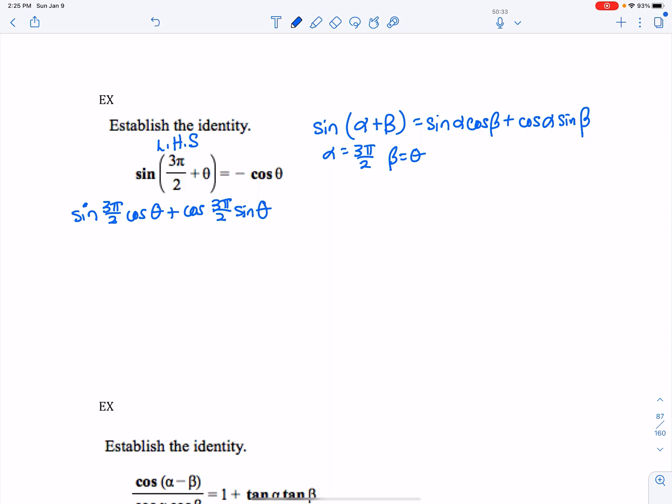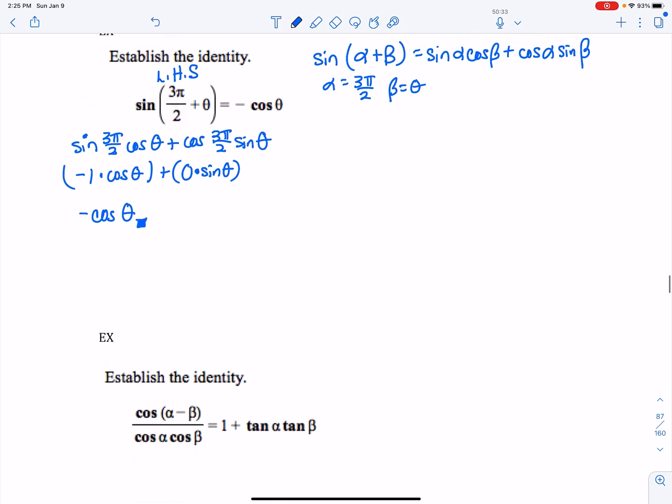So now I'm going to simplify it. Sine at 270 degrees, or 3 pi over 2, is negative 1. So I get negative 1 times cosine theta plus cosine at 3 pi over 2, or 270 degrees, is 0. So I get 0 times sine theta, which is going to be 0. So I'm left with negative 1 times cosine theta, which is just negative cosine theta. Now my left-hand side looks like my right-hand side, so I have established the identity.